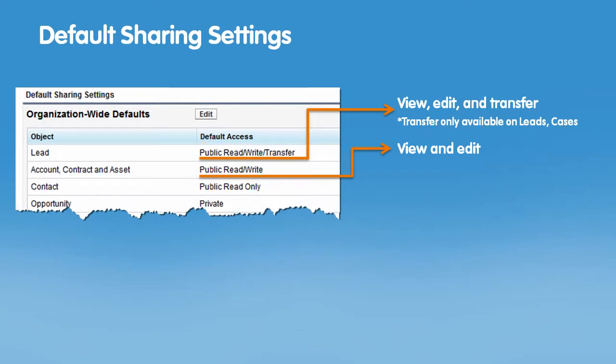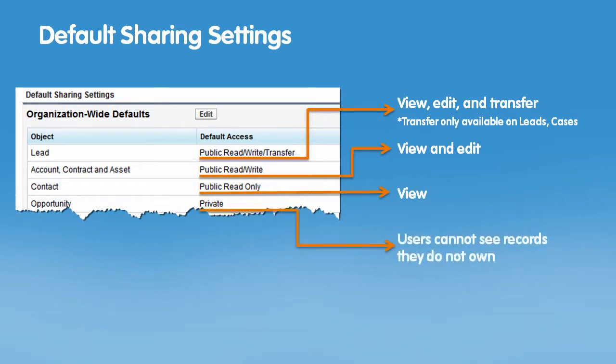Public read-only means users can view all the records of an object, but they cannot edit them or transfer ownership. In this example, users can see contacts they don't own, but they can't edit or transfer them. The most restrictive setting is private. Here, users cannot see opportunities they do not own.